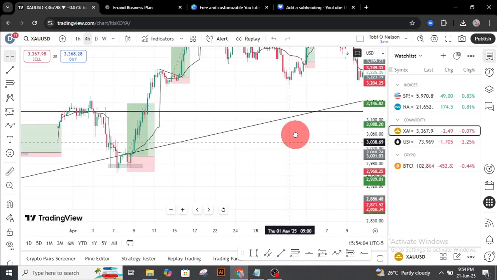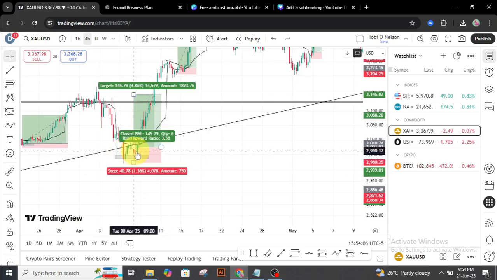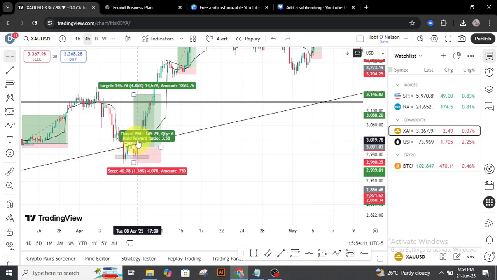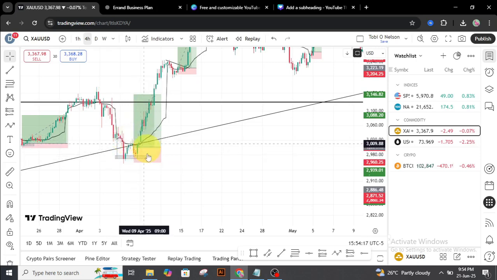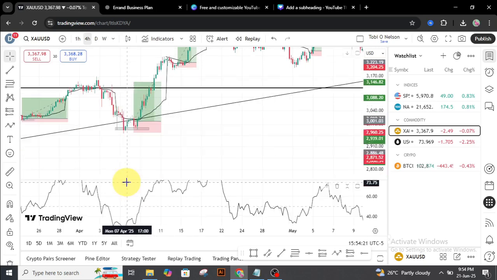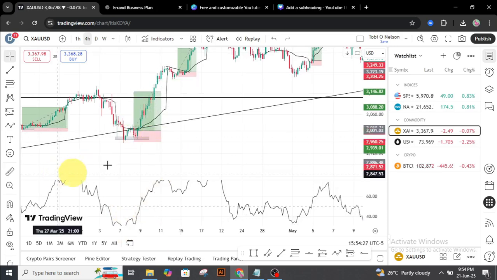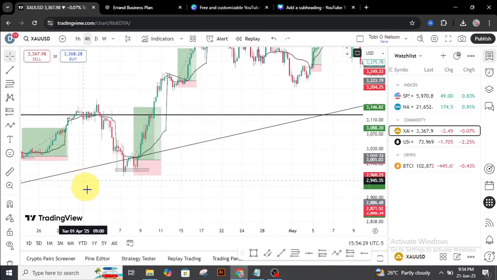Here is an example where I capitalized on it. You can see my double bottom here, but then price broke above the VWAP. I didn't take the position based on the VWAP. I took the position based on the price pattern and my RSI here. But if you are using VWAP, you can wait for it to break above that VWAP before you take a buy position. You are still going to make money from it.